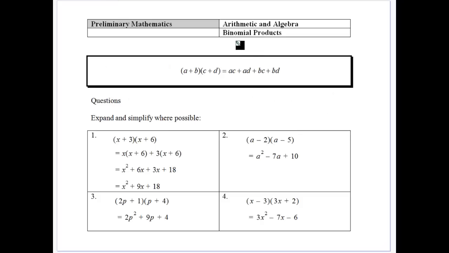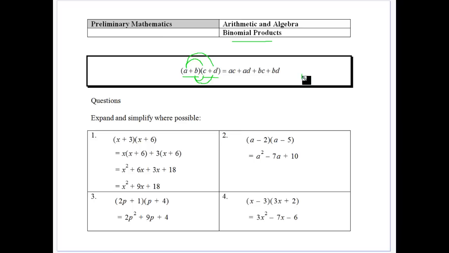The other ones we start to get are what we call binomial products. So we've got one bracket times the other. What we're looking to do in this situation is take every term in one bracket and multiply it by every term in the other bracket. So a times c gives us ac, a times d gives us ad, then b times c gives us bc, and then b times d gives us bd. So we end up with 4 terms, and sometimes, depending on whatever the terms are here, we might be able to collect like terms.